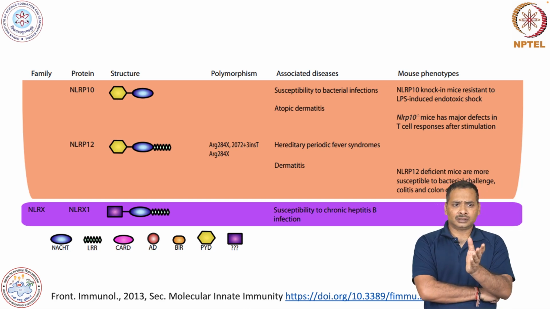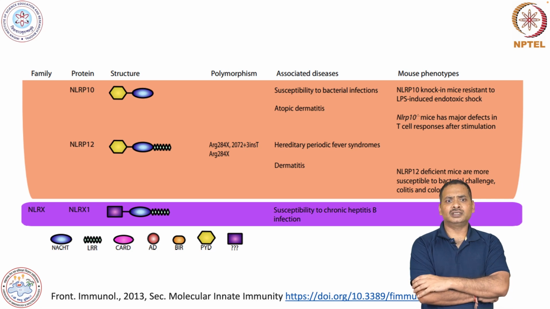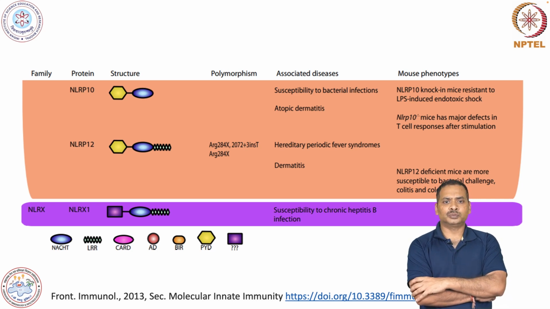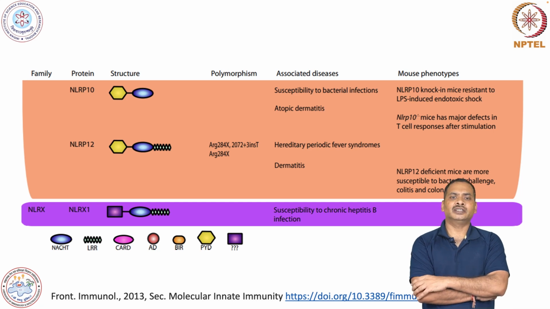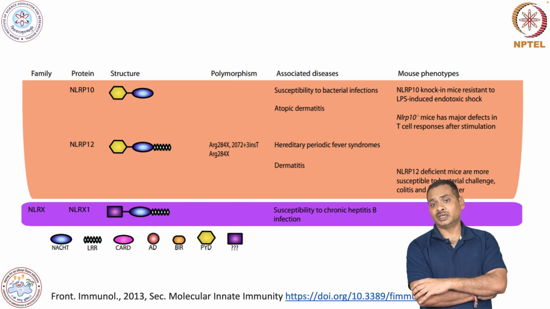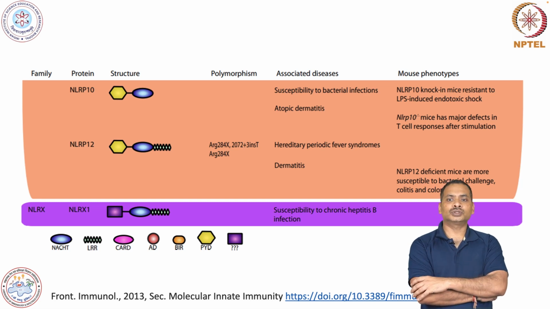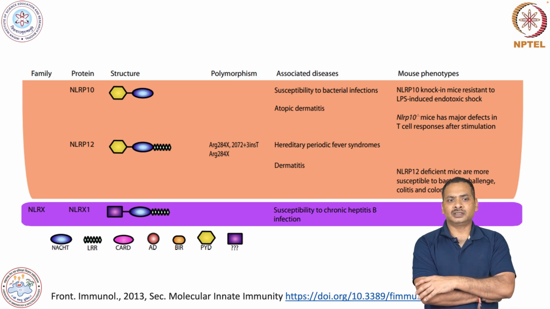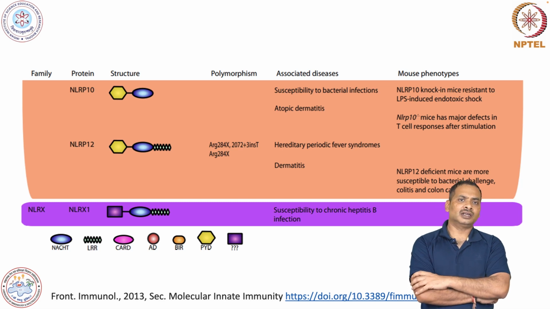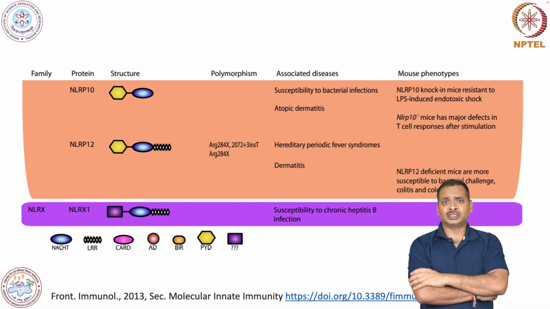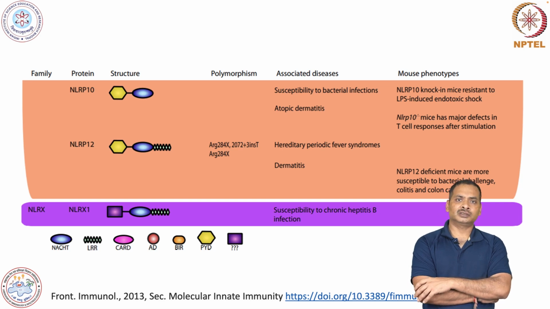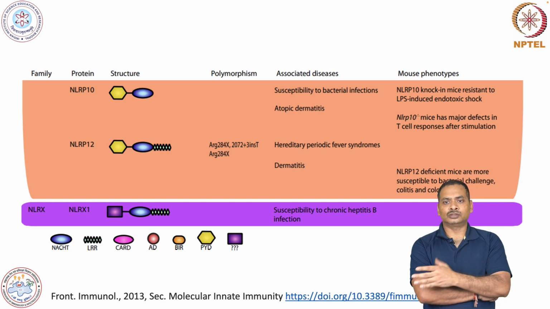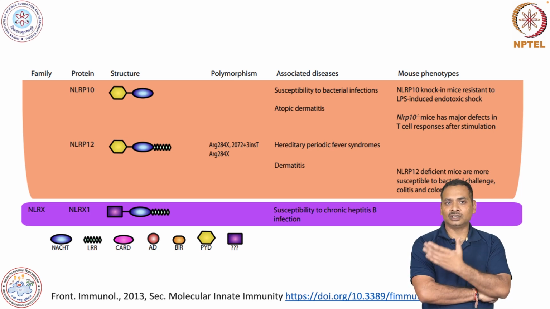The second last is NLRP12, and several polymorphisms are also reported, and it is associated with hereditary periodic fever syndrome, dermatitis, and the knockout mice are more susceptible to bacterial challenge, colitis and colon cancer. At last, there is NLRX1, and the mutation or changes in NLRX1 is associated with susceptibility to chronic hepatitis B infection. The knockout mice are not available, and therefore the studies are not available.